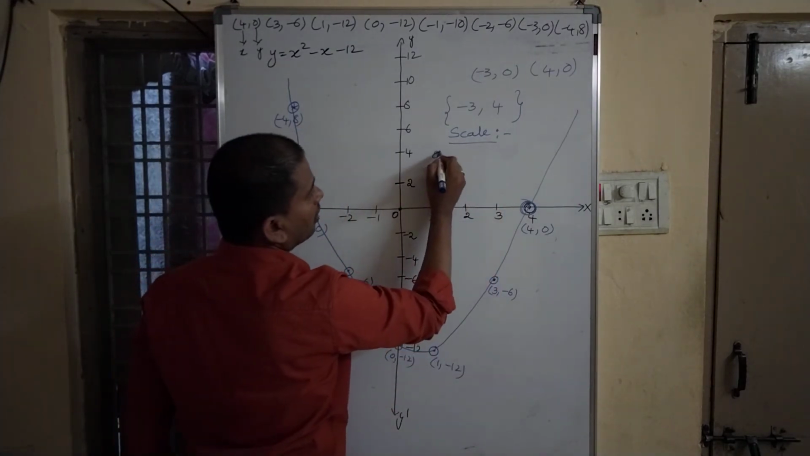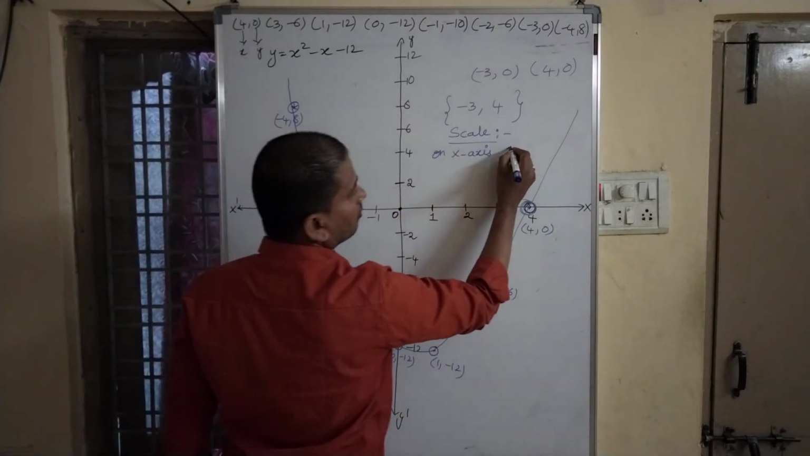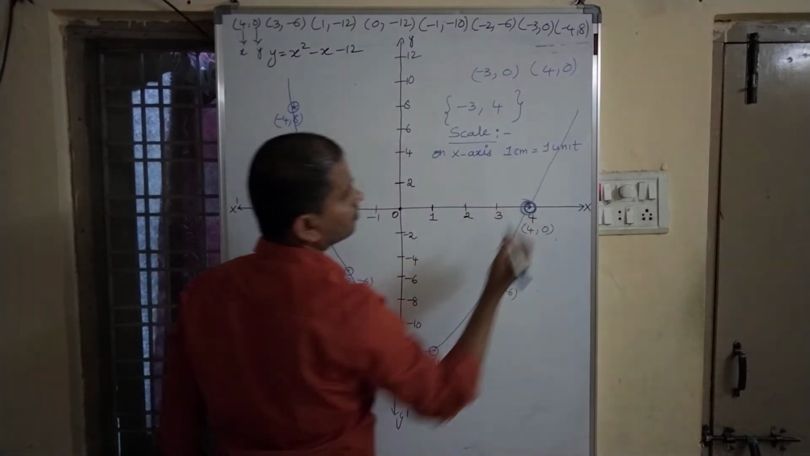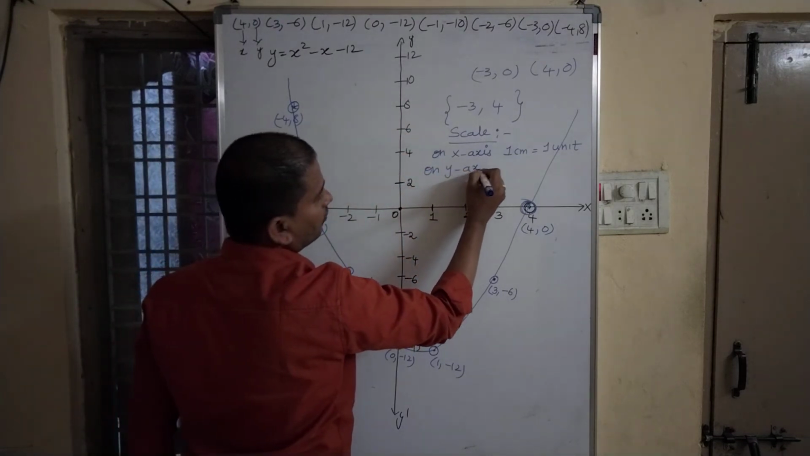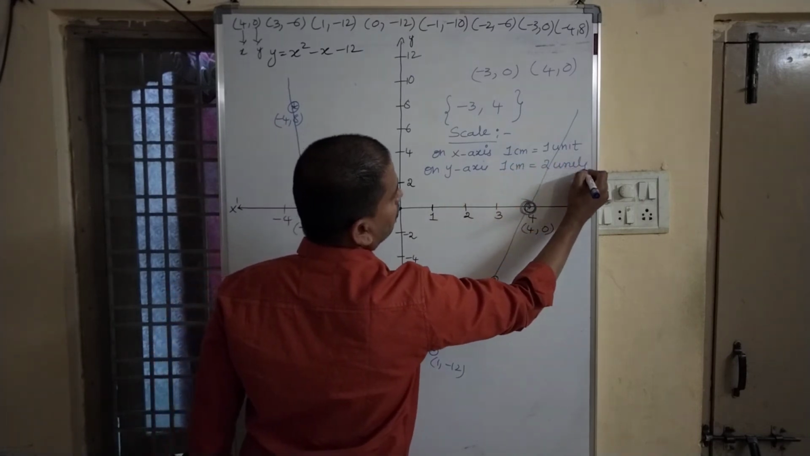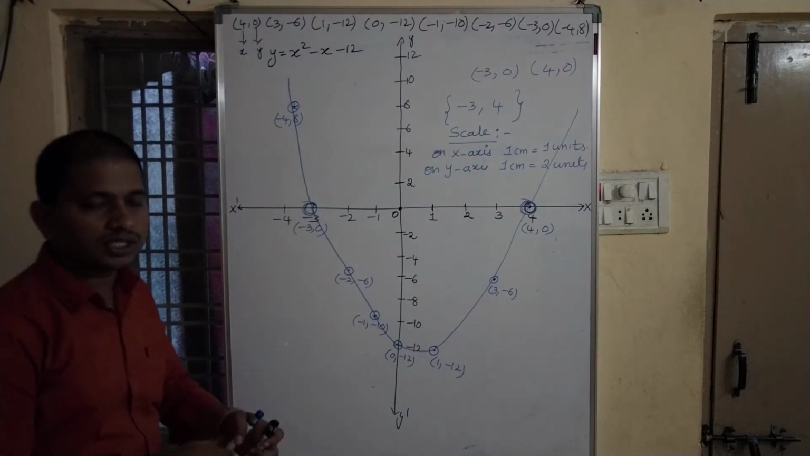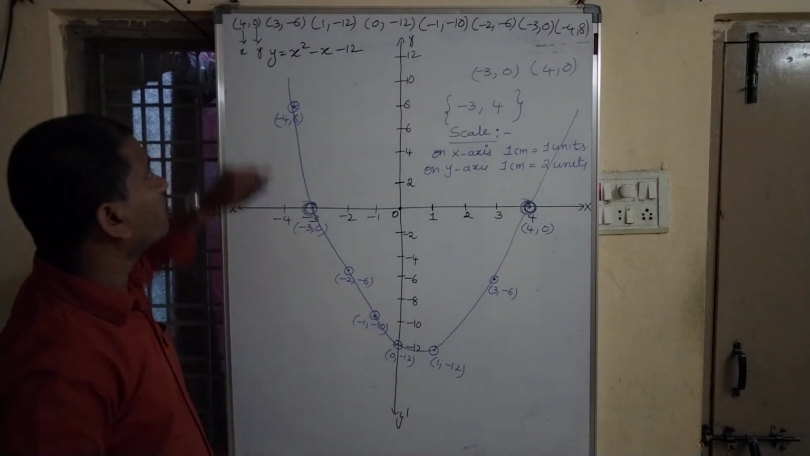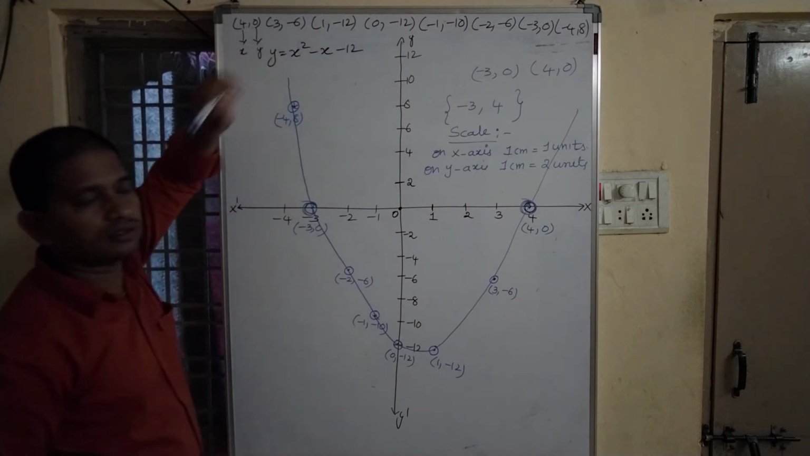We took on the x-axis 1 centimeter equal to 1 unit, and on the y-axis we have taken 1 centimeter equal to 2 units. They asked, and also justify your answer. So the given polynomial is y equal to x square minus x minus 12.